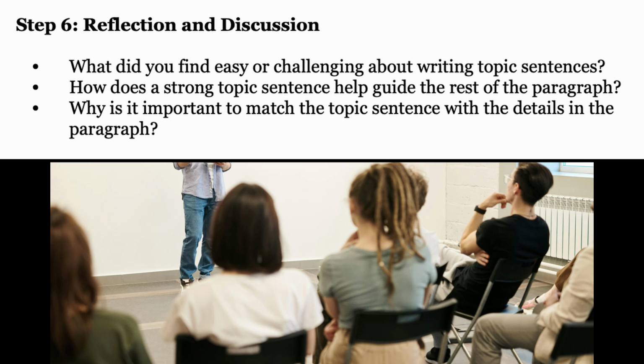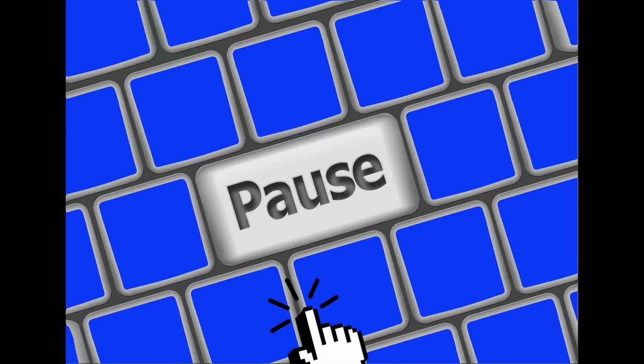Finally, we come to step 6, reflection and discussion. Work with someone and answer these questions. 1. What did you find easy or challenging about writing topic sentences? 2. How does a strong topic sentence help guide the rest of the paragraph? And 3. Why is it important to match the topic sentences with the details in the paragraph? Pause the video now and have that discussion.